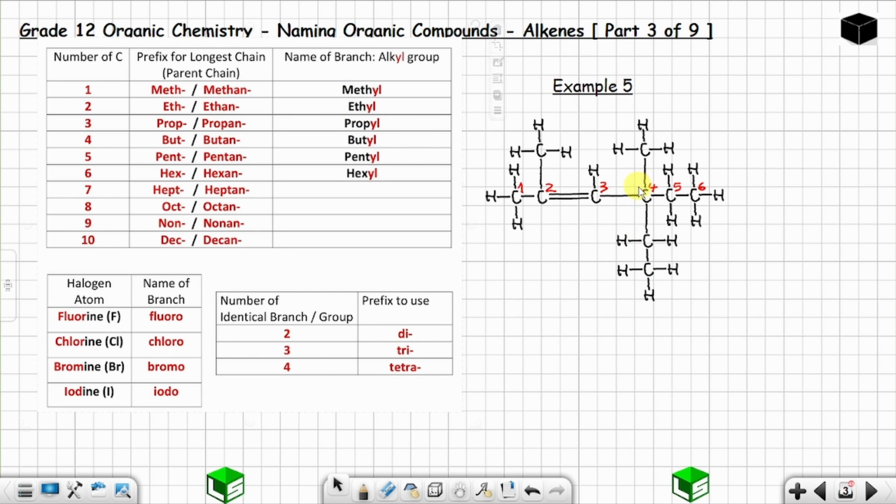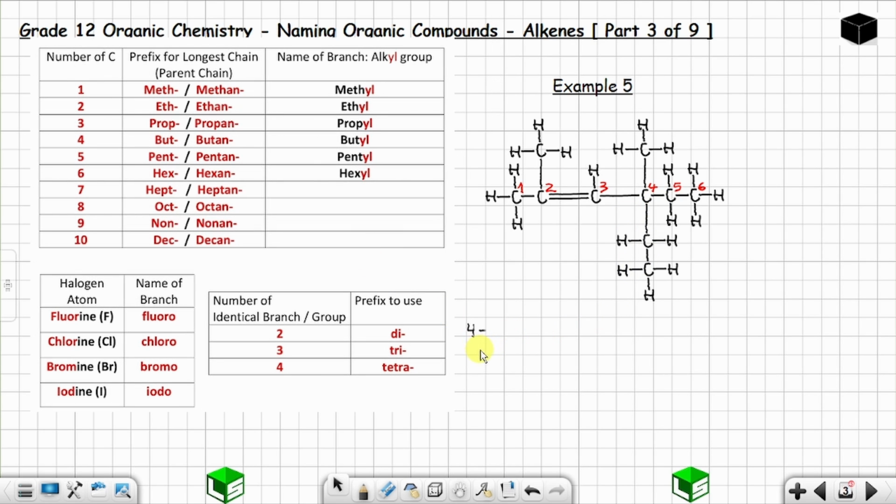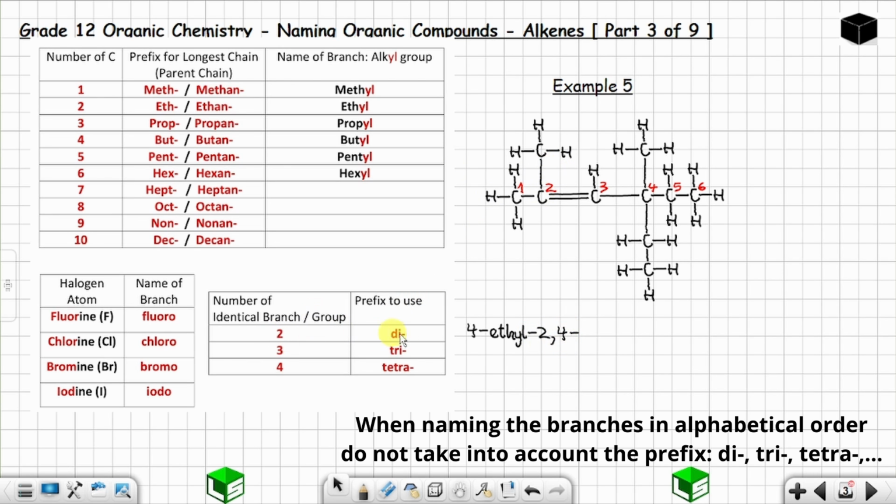You have it on carbon number 4, right? On carbon number 4, you have an ethyl. Now, you can now name this. You have 2 groups of methyl on carbon number 2 and 4. So you have to show this 2 and 4. You are going to use a hyphen 2, 4. Since you have 2 of them, you are going to use di. So it will be dimethyl, because you have two of them.